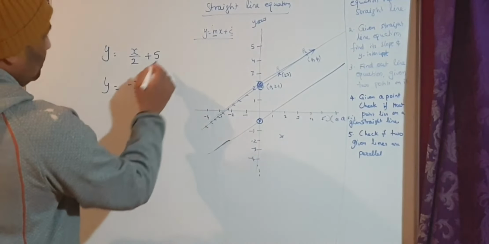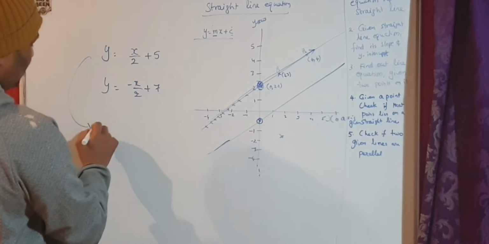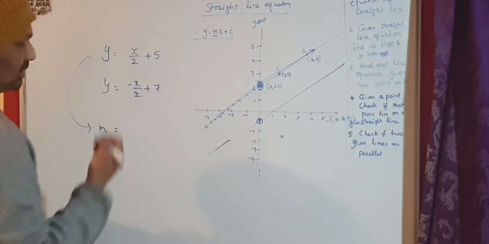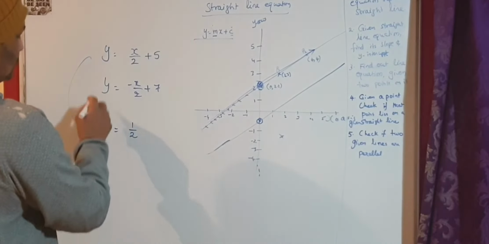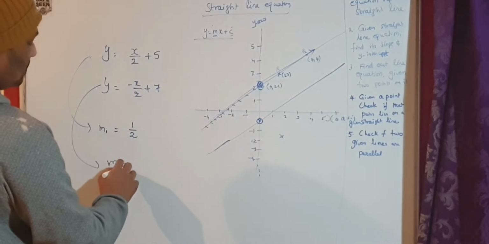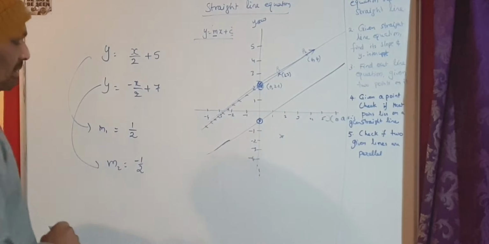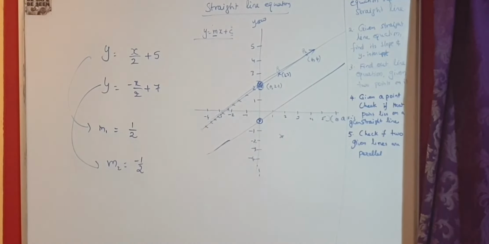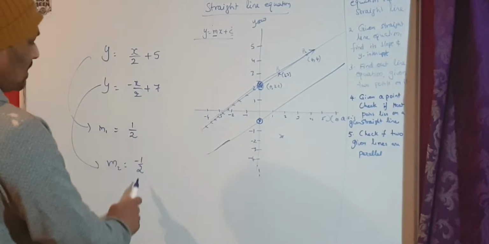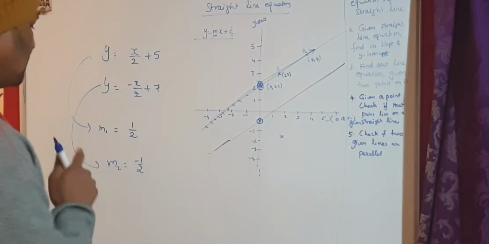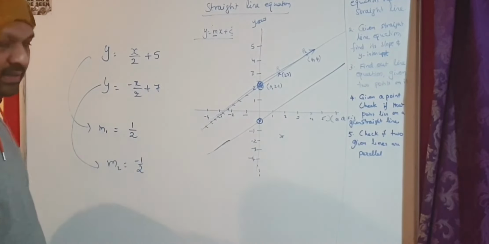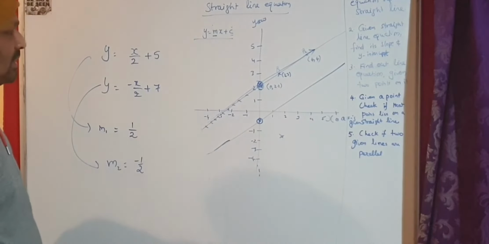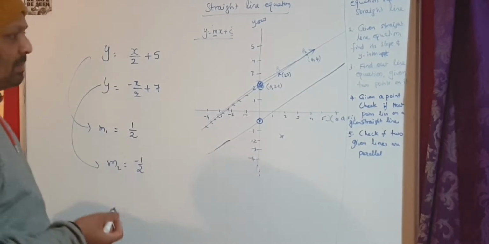Now what is the slope? Say the slope of the first equation is m1. What is the slope of this first equation? 1 by 2. And for the second equation, the slope m2 is minus 1 by 2. Are these two additive inverses? Yes, they are. When you sum these two, you'll get a 0. That's why they are called additive inverses. Simply putting, if it is a plus, you put a minus here, and if it is a minus, you put a plus here. So they are perpendicular lines.